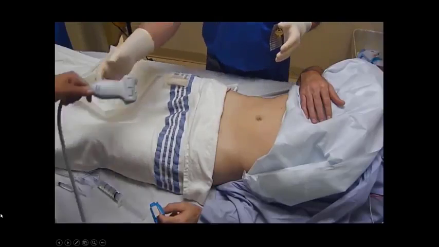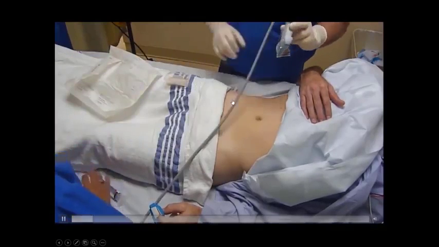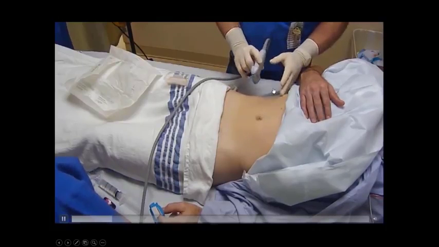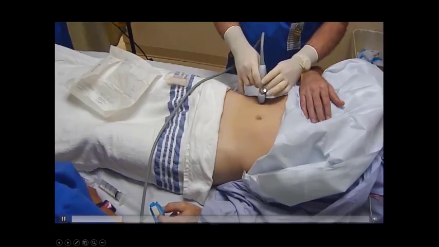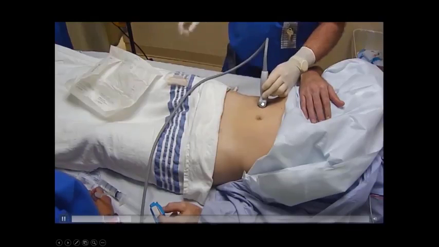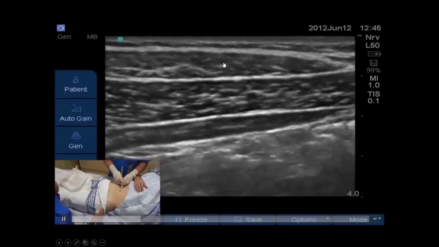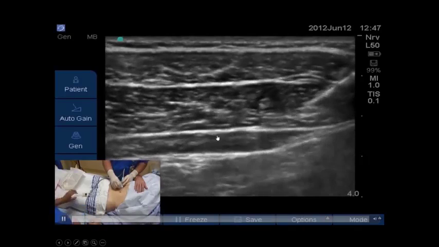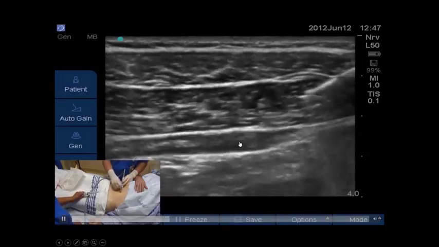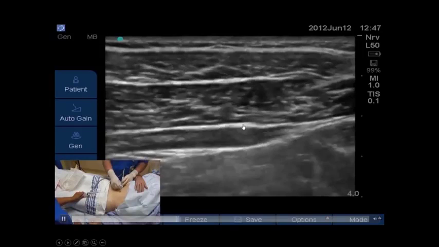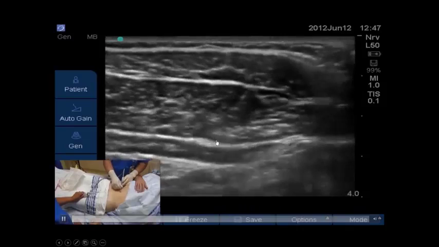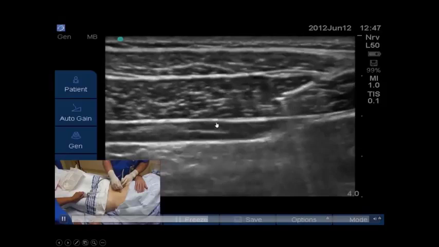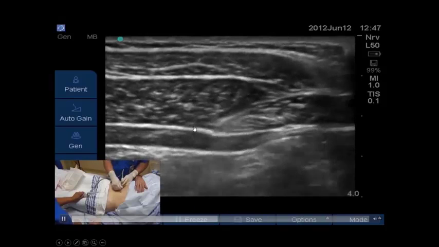Here you can see the landmarks. This is the iliac crest, and this is the subcostal margin. This is the linear ultrasound probe, placed in between these two landmarks, and here you can see the external oblique muscle, the internal oblique muscle, and the transverse abdominis muscle. We have to target the plane in between the internal oblique and transverse abdominis muscle, because here is the emergence of all the nerves which are supplying the abdominal wall.